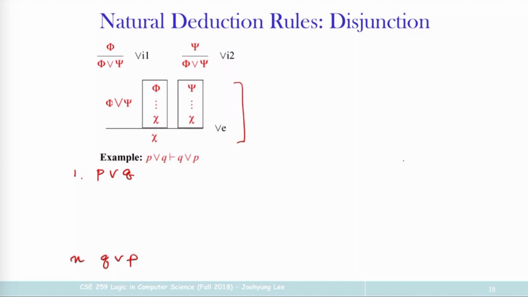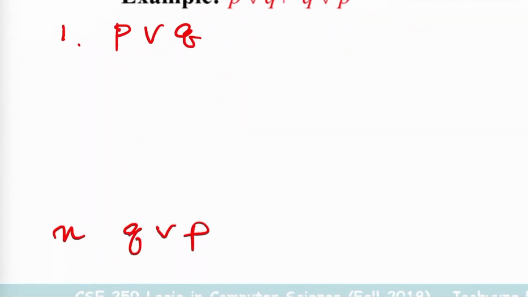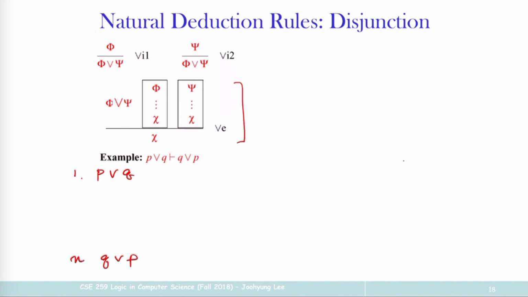Can you assume that P or Q implies some other function? Let's actually look at the pattern. I just said P is phi and Q is psi. Okay? And this X is Q or P.